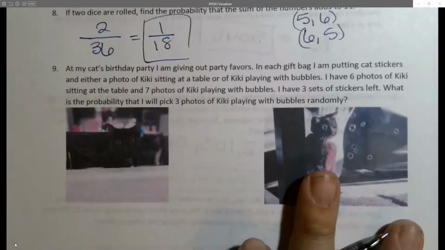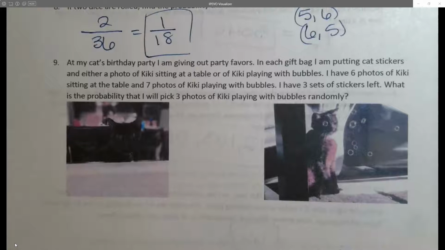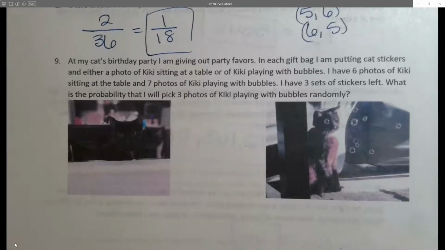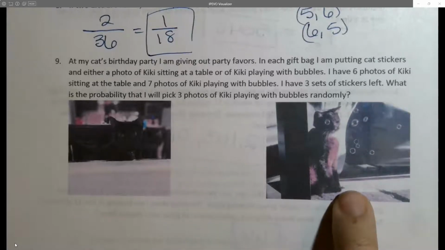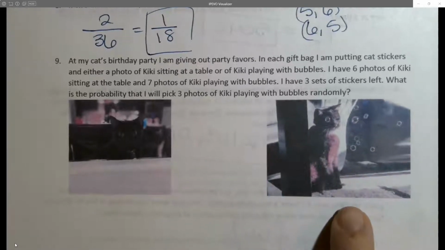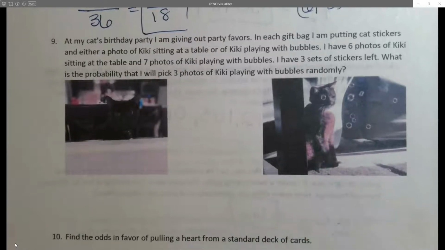Okay. Number 9 is going back to my cat's birthday party. I'm giving out party favors. In each bag, I'm putting cat stickers with either a photo of Kiki sitting at the table or Kiki playing with bubbles. I have 6 photos of Kiki sitting at the table and 7 of her playing with the bubbles. I have 3 sets of stickers left. What is the probability I will pick 3 photos of Kiki playing with bubbles randomly?